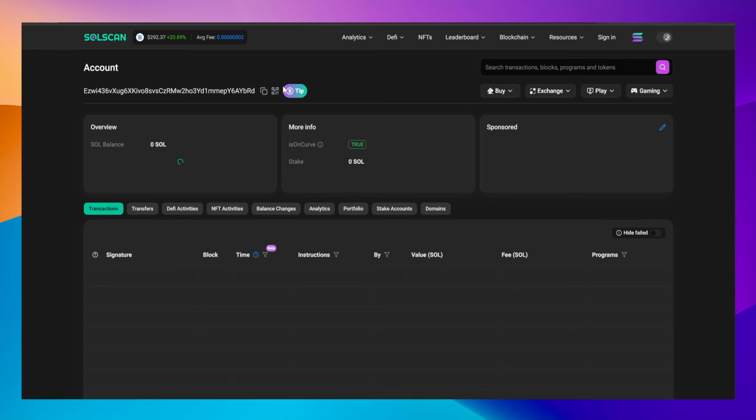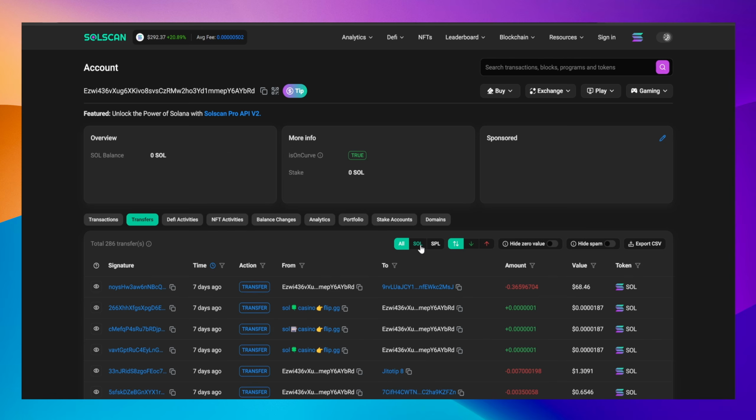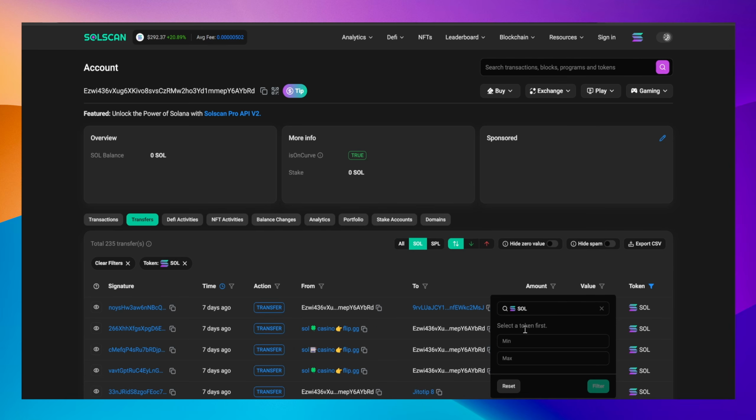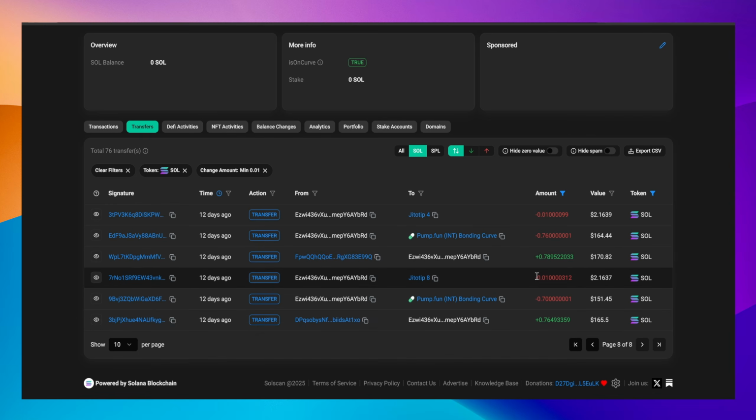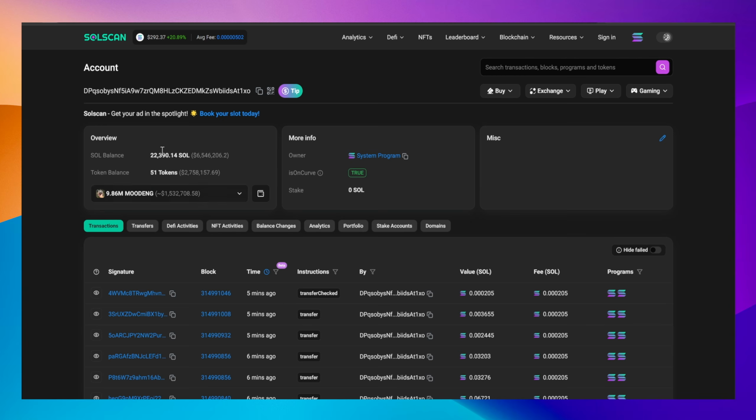So let's open it on Solscan. Let's go to the transfers tab. Let's click on Sol, and the amount is going to be 0.01. And let's see who initially funded this wallet. So in this case, he received 0.76 Solanas from this DPQ wallet. So let's open it on a new tab.